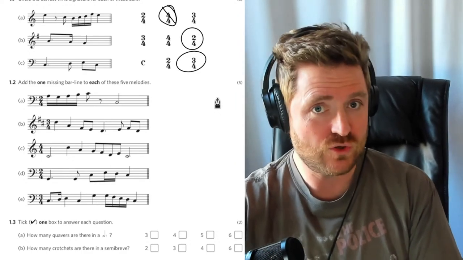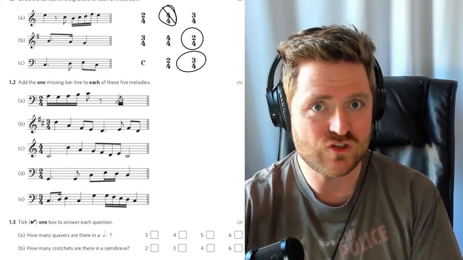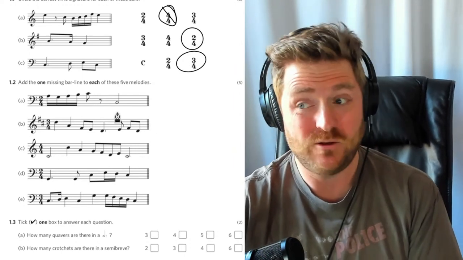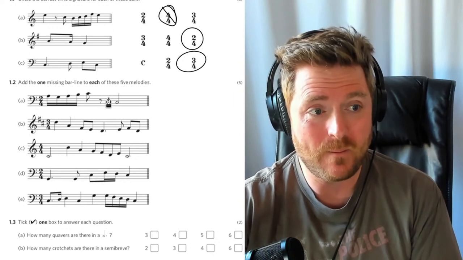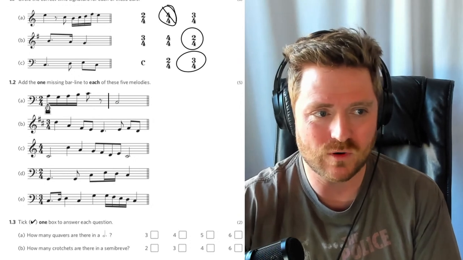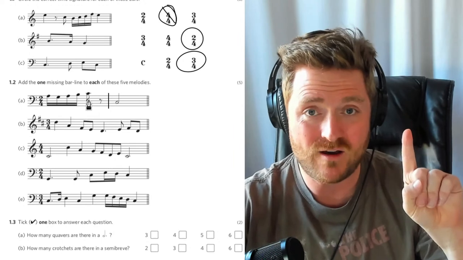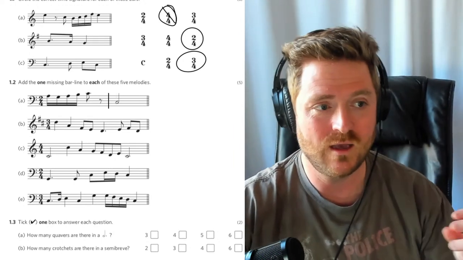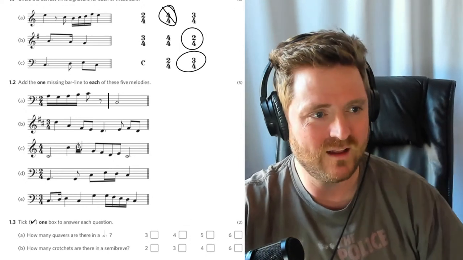Given that we're looking for 2-4, you can see here we have a minim, a 2-beat note on its own. Well, you can't have more than 2 beats in a 2-4 bar, so it must be there. And let's just add that up, just to be certain. We've got a quarter plus a quarter plus a quarter plus a quarter, which is 1, plus a half and a half, that's 2, so that's where your bar line goes.